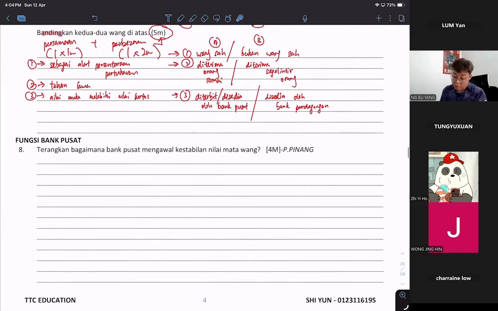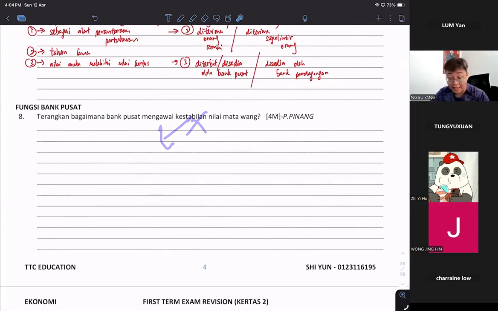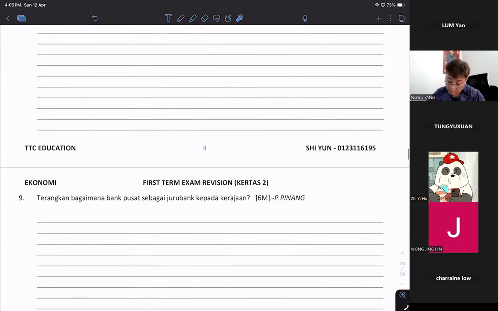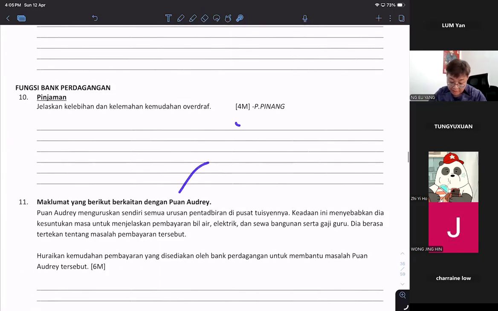Okay, stop. Number 8, before we end the class, one last question. Still wanted to focus on your Form 4 Part 3 or not? Let me check. So this one, you guys can try to refer to the nota or your textbook. So I'm not going to cover the juru bank. So guys, please prepare. Pinjaman, no.